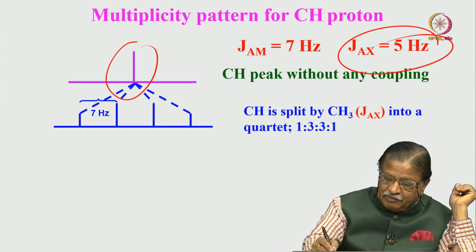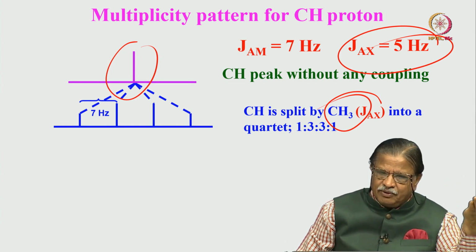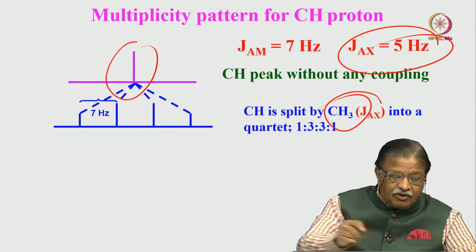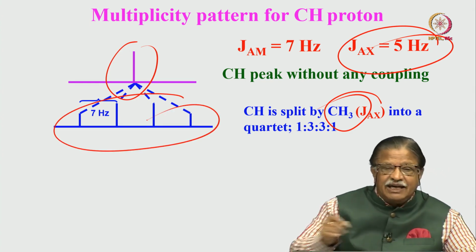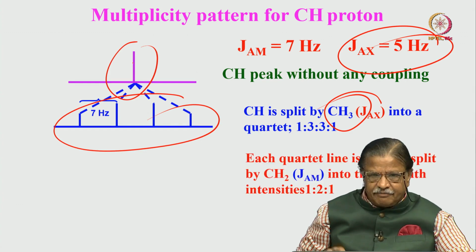Then, because the CH3 group is chemically equivalent, apply the 2nI+1 rule, Pascal's triangle. Then you are going to get a quartet of intensity 1331. The single peak became a quartet of 1331 intensity.